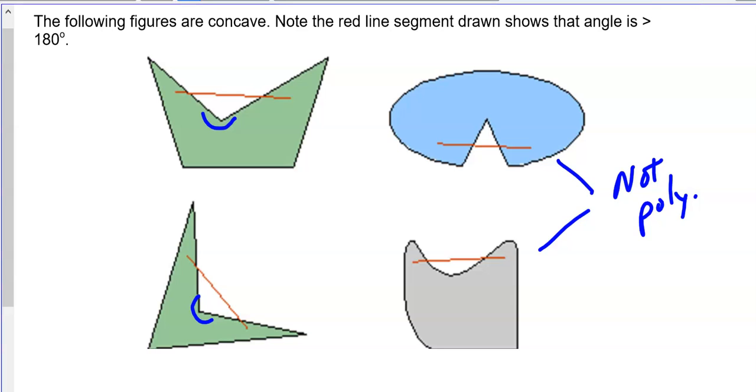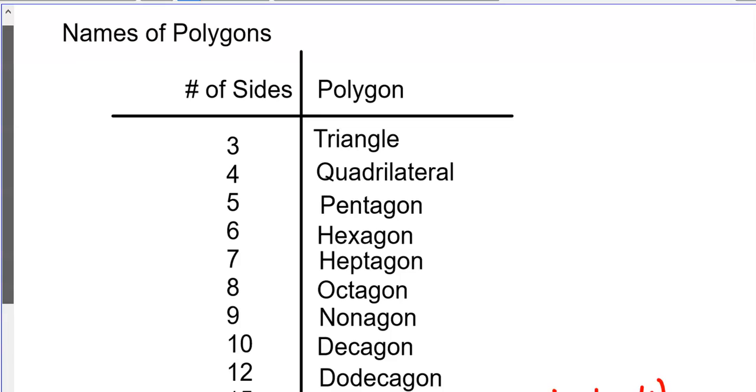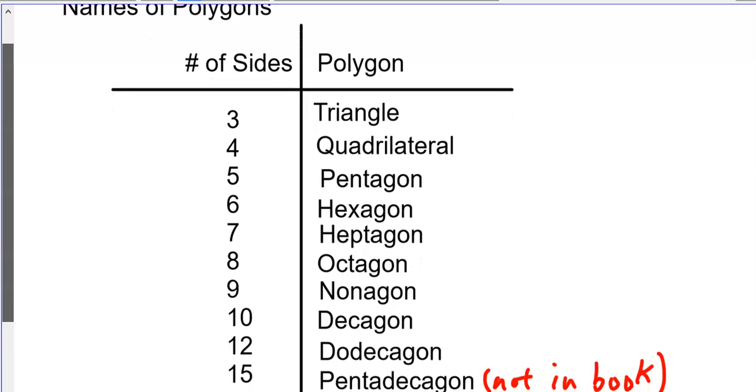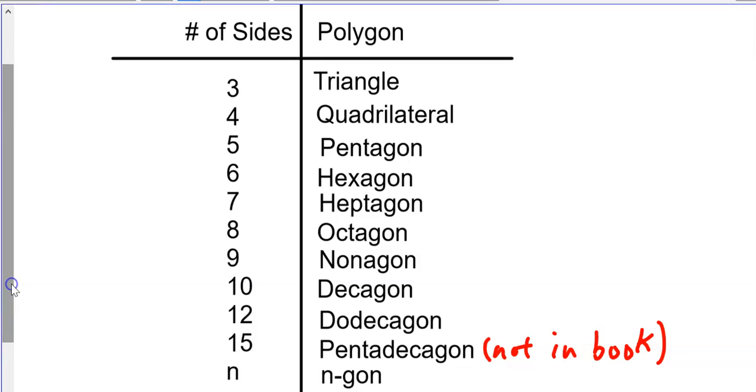And we also have names for these polygons. This is listed in your book, number of sides versus the name here. One of them is not in the book that you need to know, but you do need to know these. Some of them you probably already know. Triangle has 3 sides. Pentagon has 5 sides. Some of them you might not know. 9 sides is a nonagon, that type of thing. But make sure you do know this list.